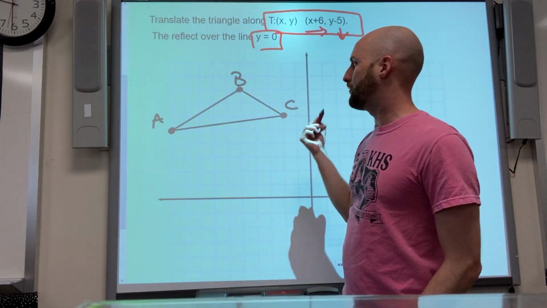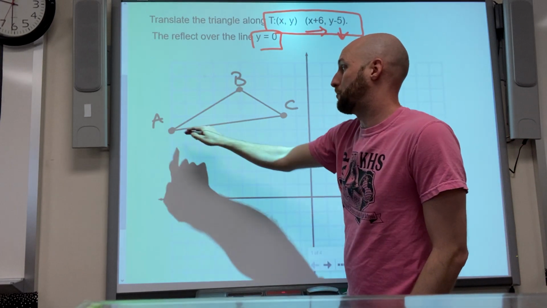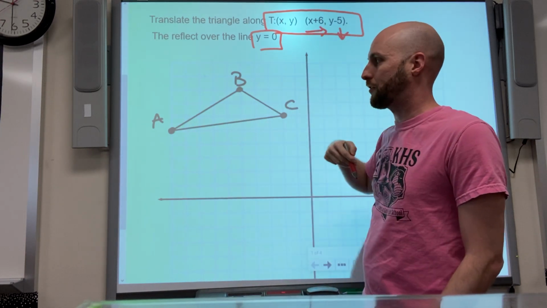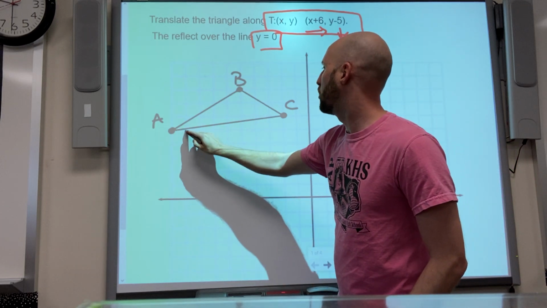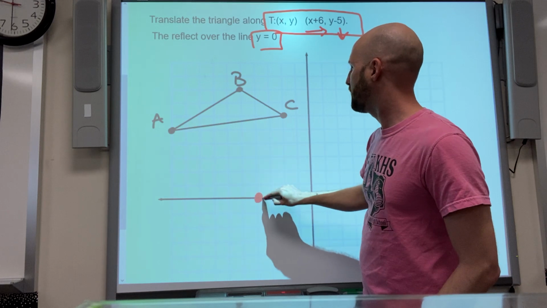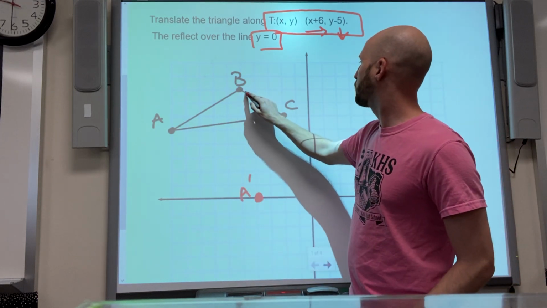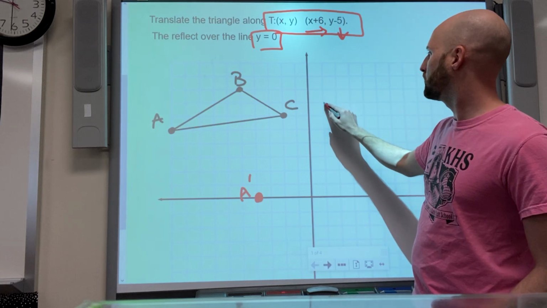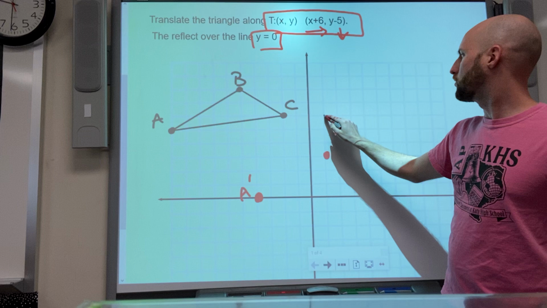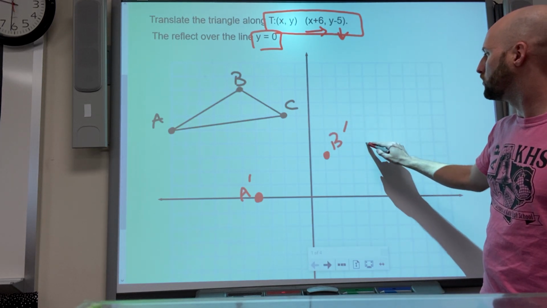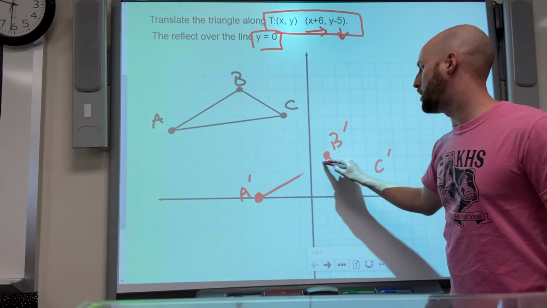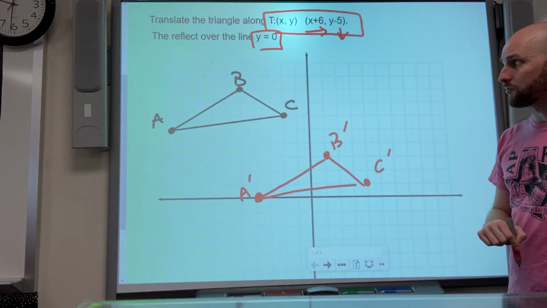So right 6, down 5, I'm just going to grab these points and count them. If I knew the ordered pairs, yes, maybe I would just add 6 and subtract 5, and that would be quicker. But here I'm going to go 1, 2, 3, 4, 5, 6, down 1, 2, 3, 4, 5. That is my new A prime. B is right 1, 2, 3, 4, 5, 6, down 1, 2, 3, 4, 5. So that is transformation number 1, not the final answer.